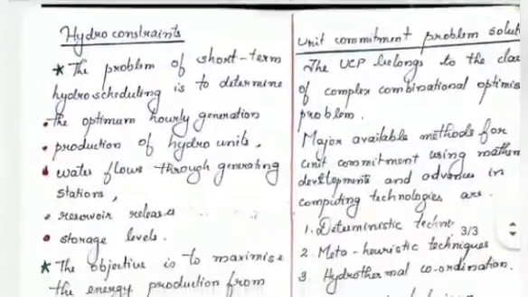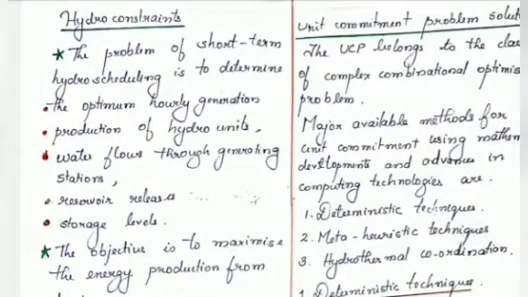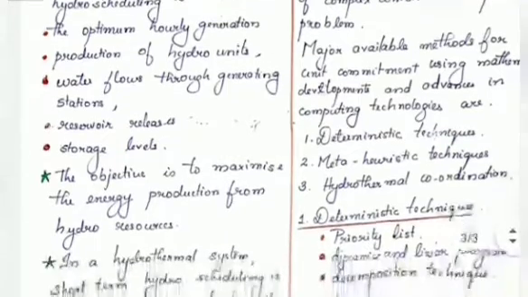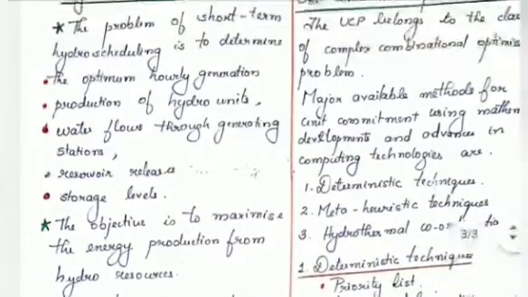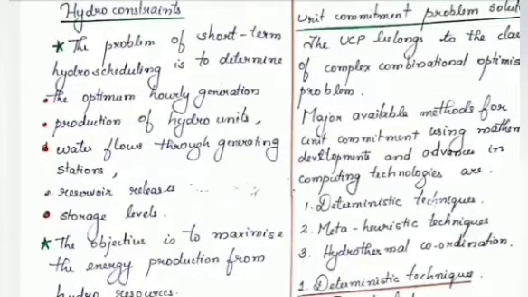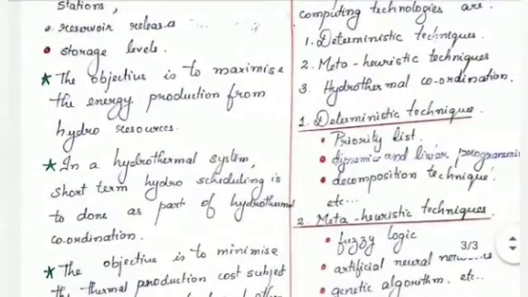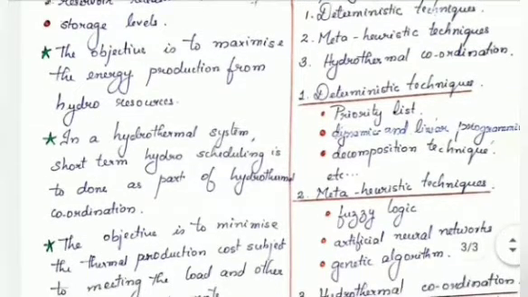Now the next one is the hydro constraint. So what is meant by hydro constraint? The problem of short-term hydro scheduling is mainly to determine the optimum hourly generation, the production of the hydro units, then the water flows through the generating stations, reservoir releases, and the storage levels. So these are the different constraints while we are making a hydro scheduling. The objective is to maximize the energy production from the available hydro resources.